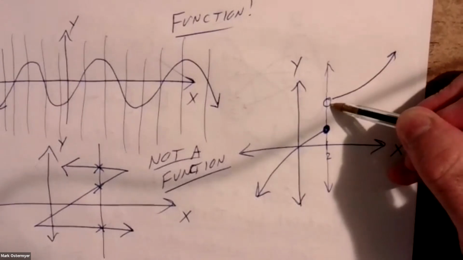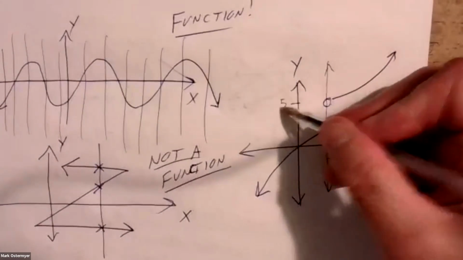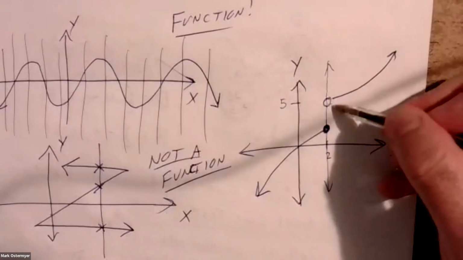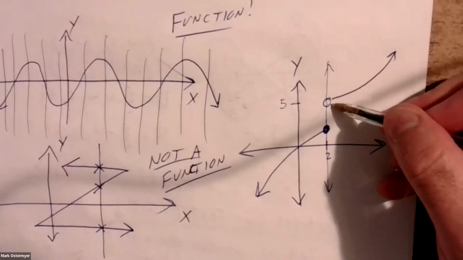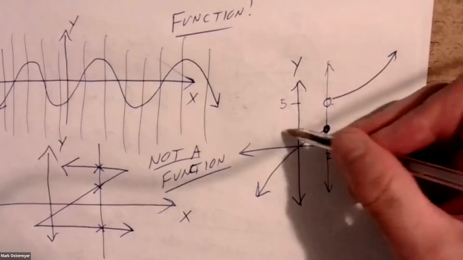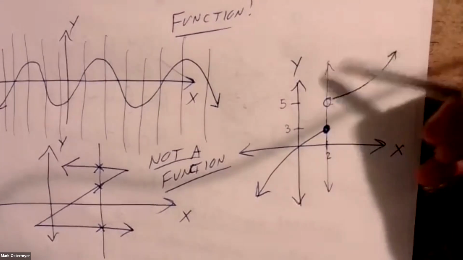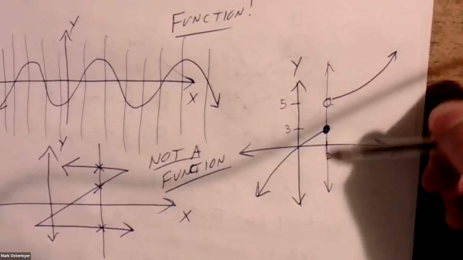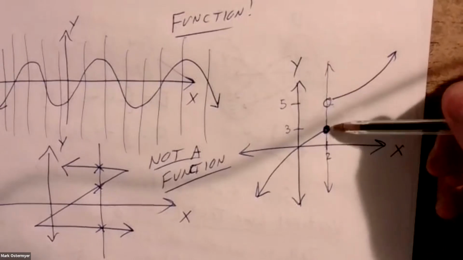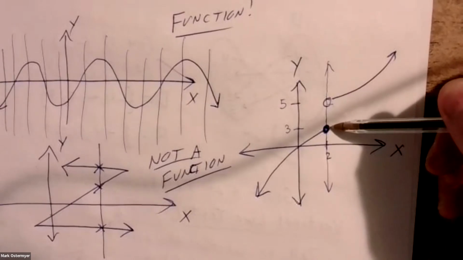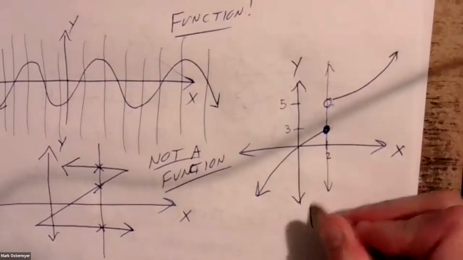And this open circle means that this point 2,5 would not actually lie on the graph. It's not a point that actually sits on the graph. It's an open circle. But this point here, 2,3, being a closed circle, does sit on the graph. So a vertical line placed right here through x equals 2 only strikes the graph at most one point right here. So this is a function. That would be a function.